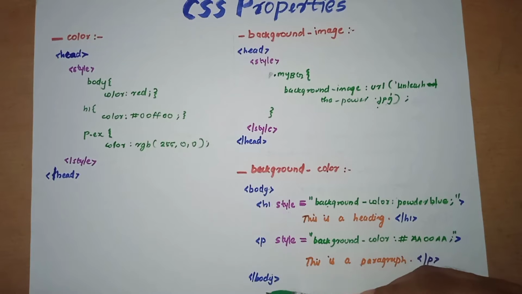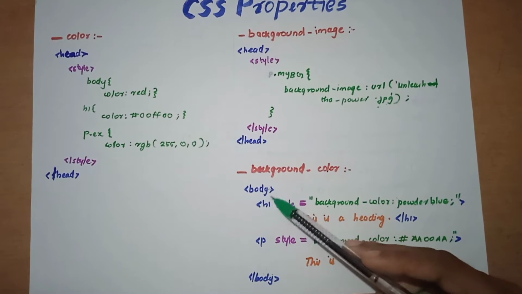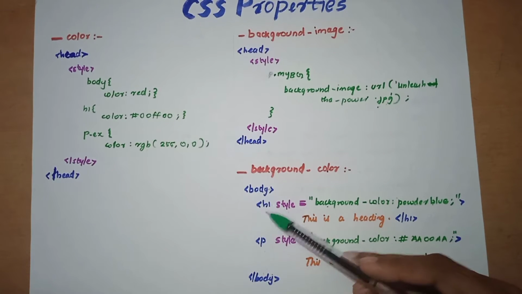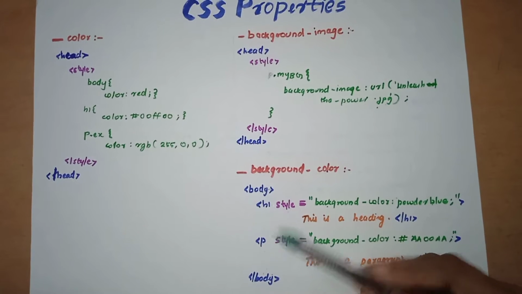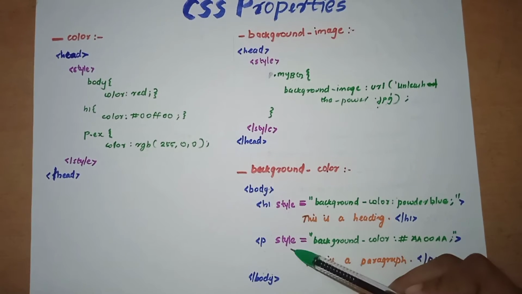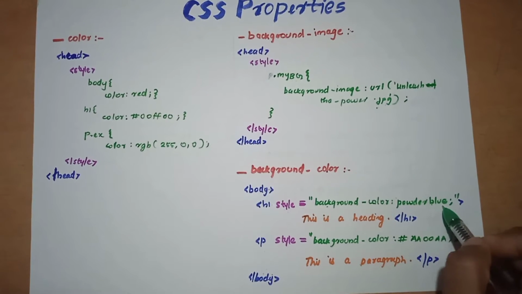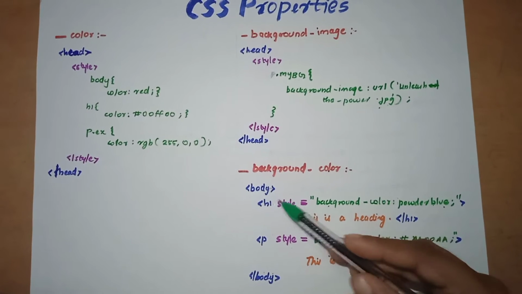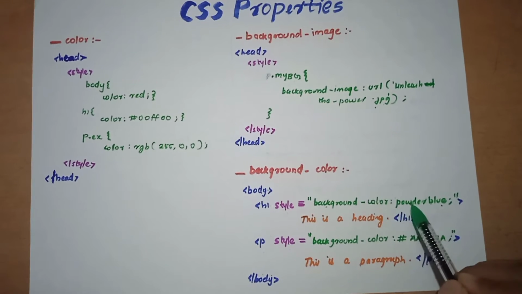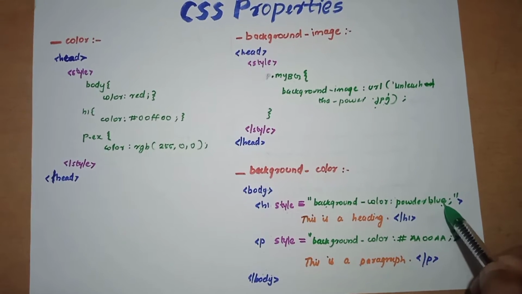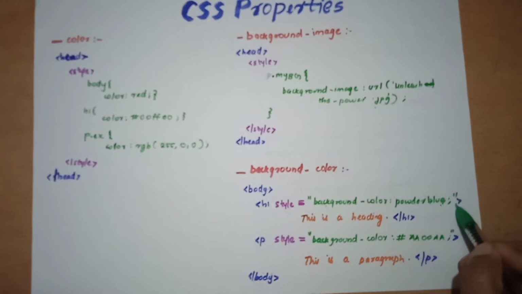So I've written something in my body tag as h1 and p. That means I have a heading and I have a paragraph. Both of these I have given styles. That means both should be changed to some specific property that is mentioned inside this style. So what is that? For the heading, the background color should be powder blue, and just close that heading.